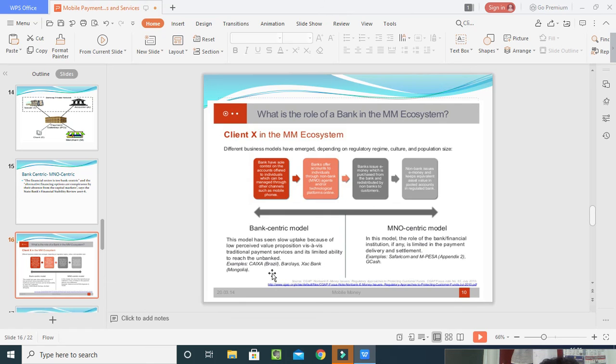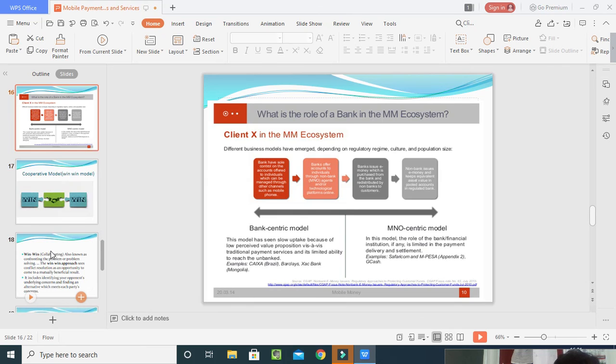Examples are Brazil, that means CAIXA, Barclays, Sachs Banks, Mongolia. They are going for the interaction between two things. MNO means mobile network operator centric. In this model, the role of the bank or the financial institution is limited in the payment, delivery and settlements. Limited payments and delivery take place in a limited way. So this is the process of the bank-centric and MNO-centric models.